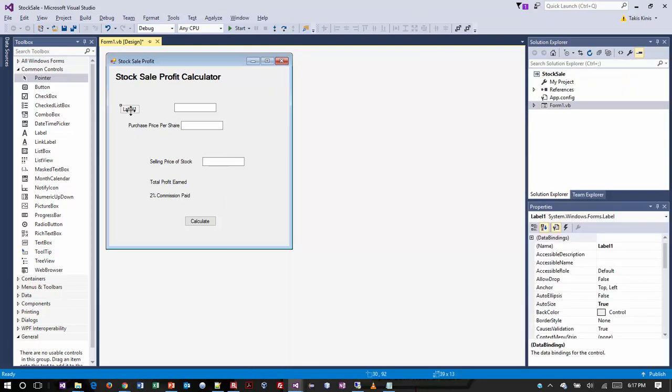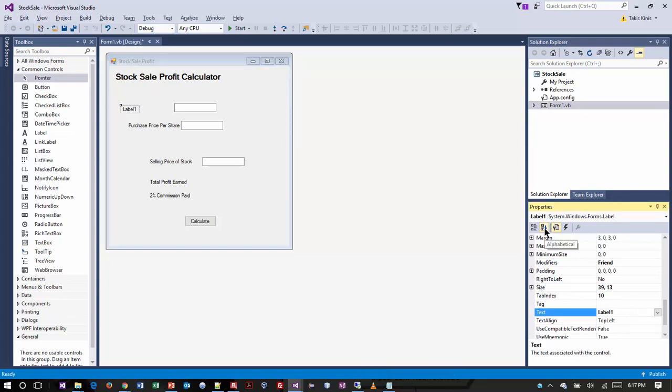So I'll highlight the label. I'll find the text box. And remember, I'm in alphabetical sort mode here. That's why I can find it so quick. And that label is going to read number of shares purchased. And now I want to go up to the top here and give it a name. And remember, our conventions are LBL.